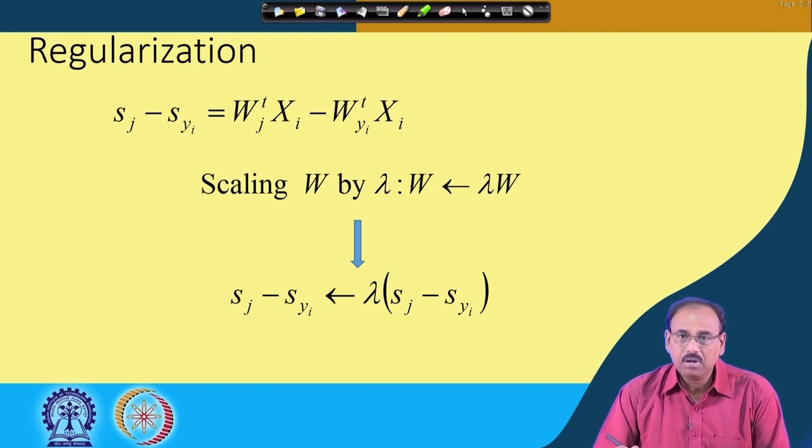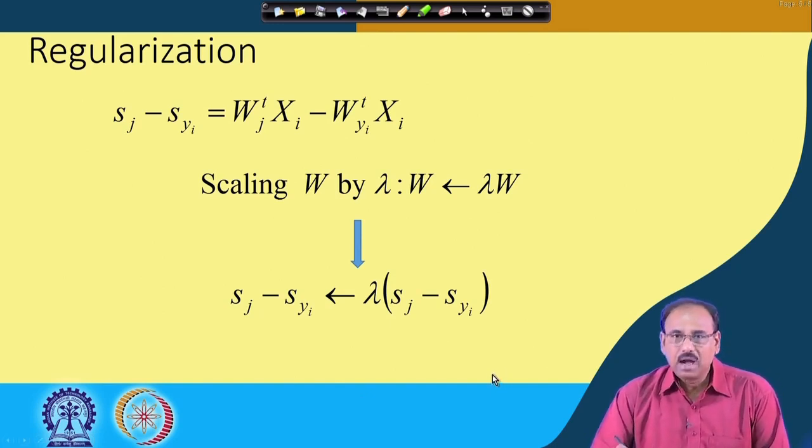Say for example, for some W, if the difference s_j minus s_yi is equal to 15, and if I multiply W or scale up W by a factor 2, then the same difference s_j minus s_yi will be 30. So, there are many possible values of W for which the value of the difference of s_j minus s_yi can be greater than delta, right.